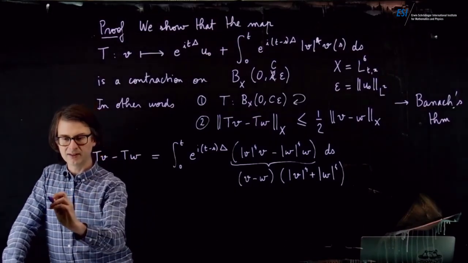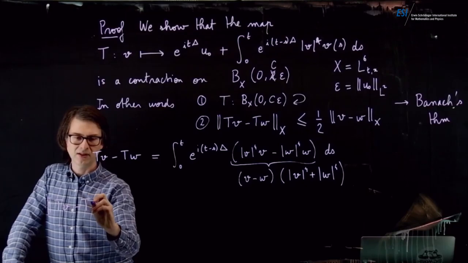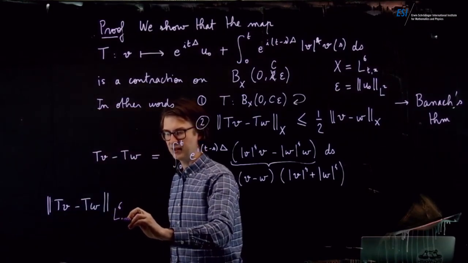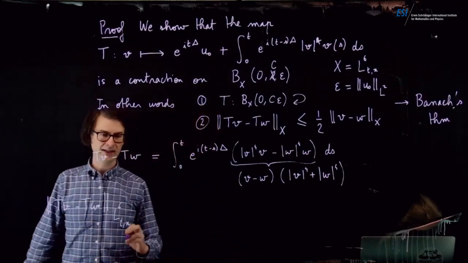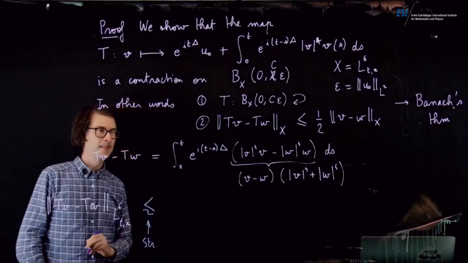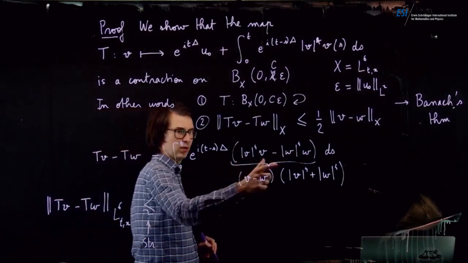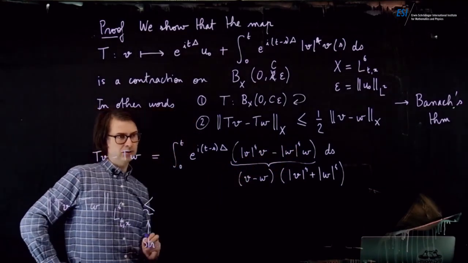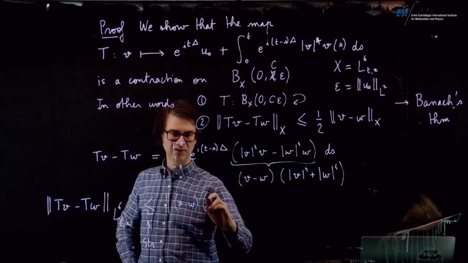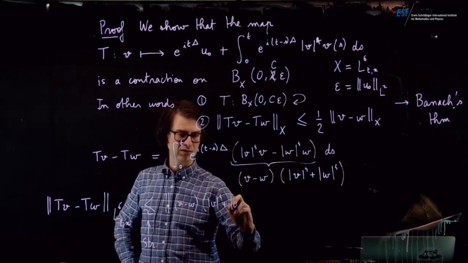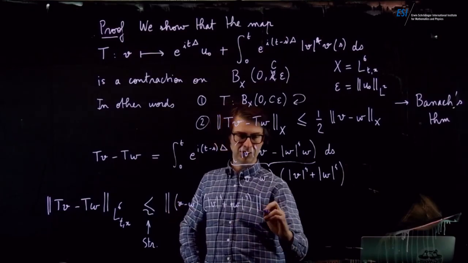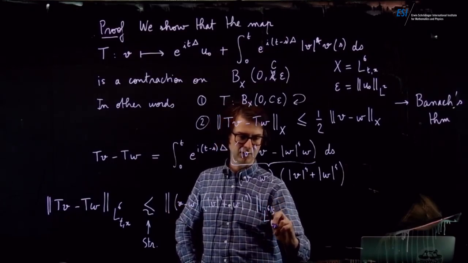So let's go. We want to estimate TV minus TW in the X space, which is just L6 in spacetime. So here we apply Strichartz. And what we get is that this is bounded by what's inside the integral term, so v minus w times |v|^4 plus |w|^4, in the dual, which is L6 over 5 spacetime.